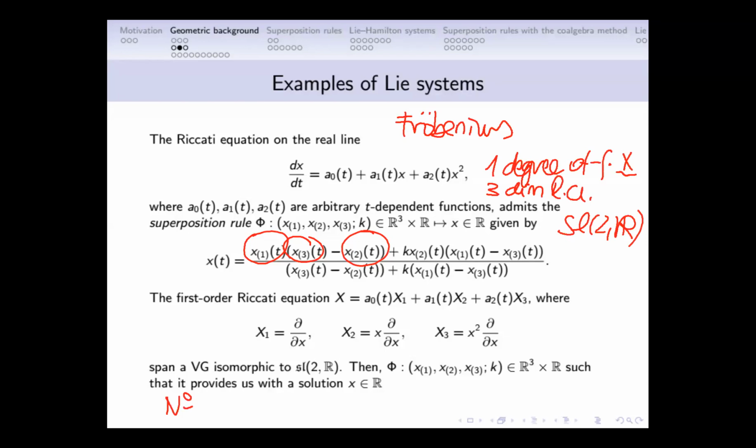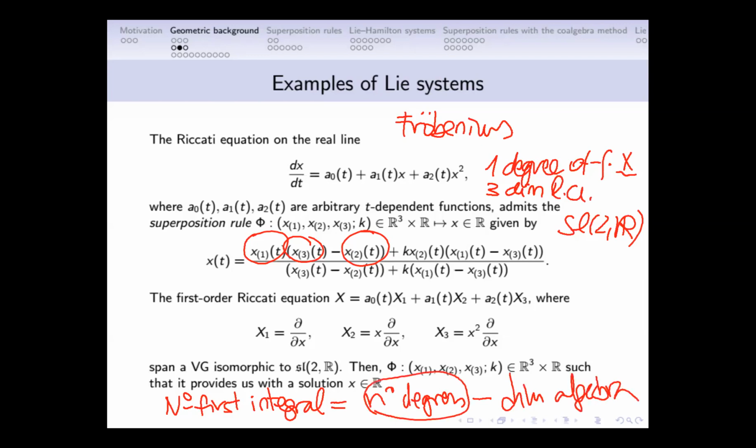the number of first integrals that you can obtain would be the number of degrees of freedom minus the dimension of the algebra. But in this case, if you have 1 degree of freedom in a 3-dimensional algebra, it's impossible that you get a first integral. For that matter, you have to somehow get particular solutions that we will call copies.